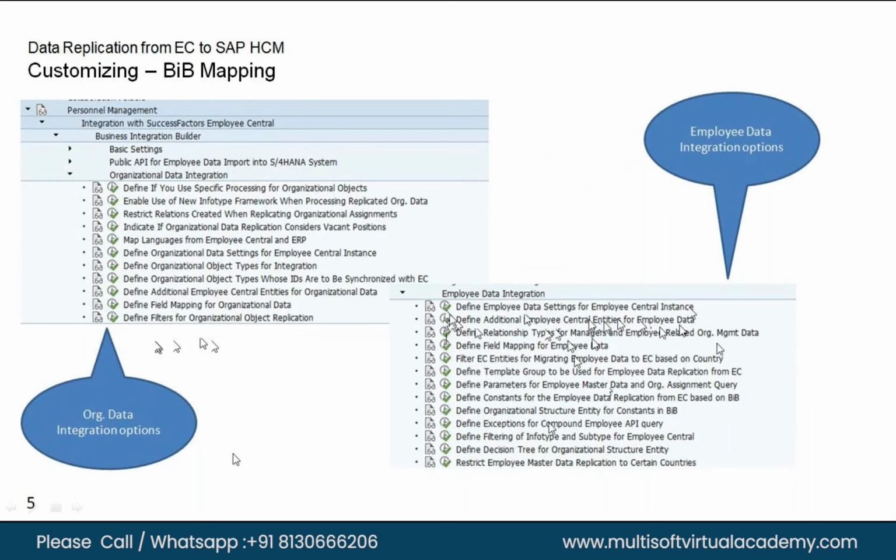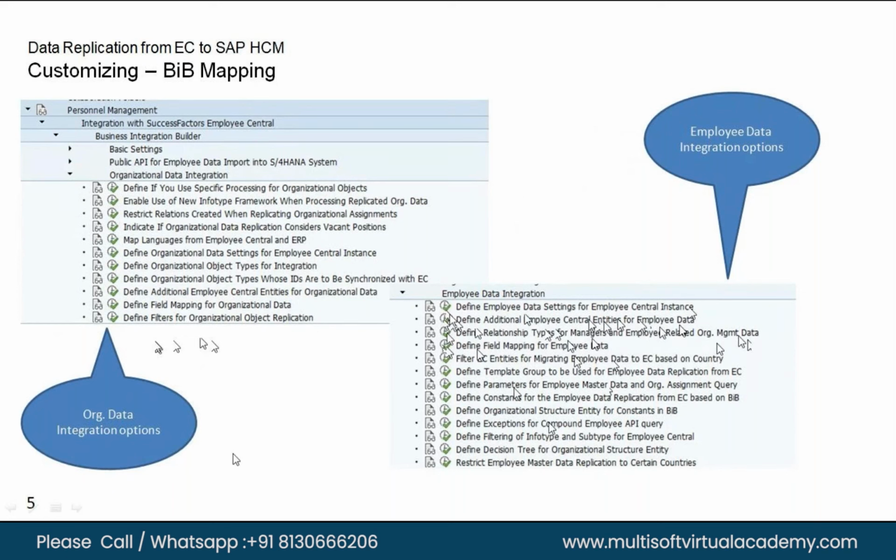And this is the third step, define relationship types for managers. We never used this; it is an option they have given. Normally we go to the fourth step only, define field mapping for the employee data, where the actual configuration comes into the picture. That is the fourth node.